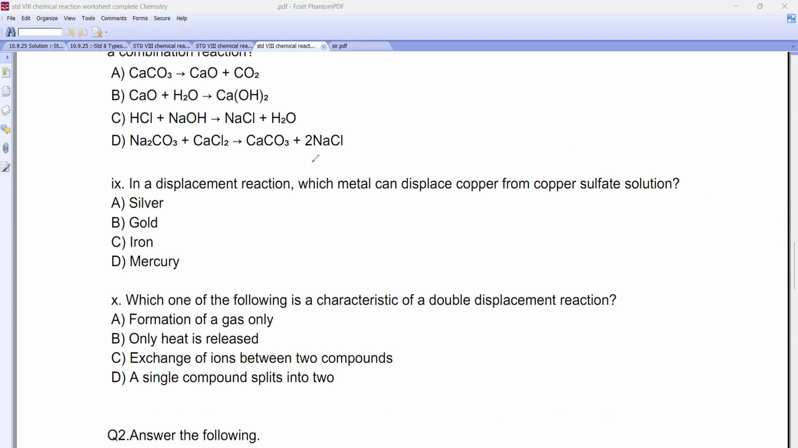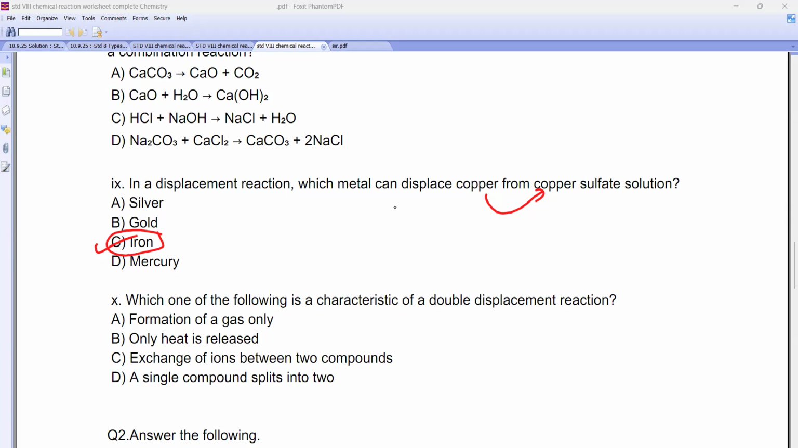In a displacement reaction, which metal can displace copper from copper sulfate? Iron. Iron. Because all the others are below it in the reactivity series.